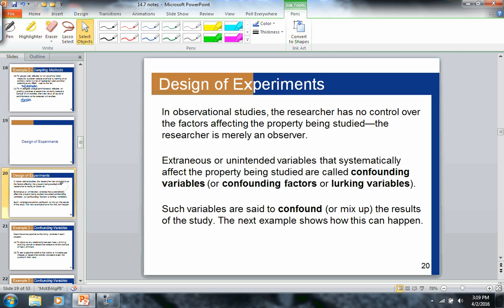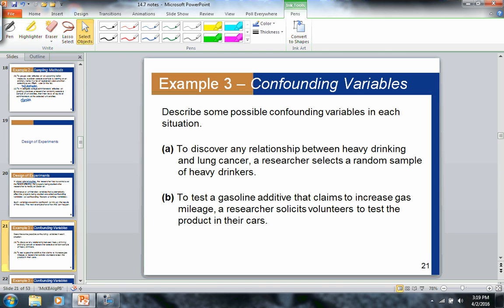Next, we're going to talk about the design of an experiment. And in observational studies, the researcher has no control over the factors affecting the property being studied. The researcher is merely an observer. So here we're talking about observational studies. And extraneous or unintended variables that systematically affect the property being studied are called confounding variables. And such variables are said to confound or mix up the results of the study. So we don't want that.